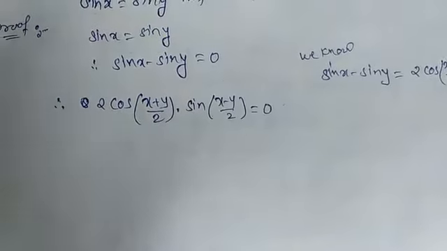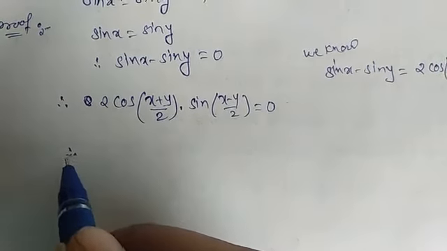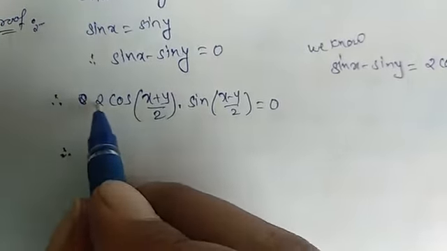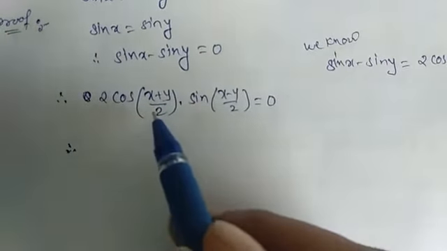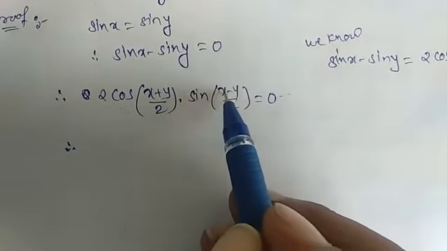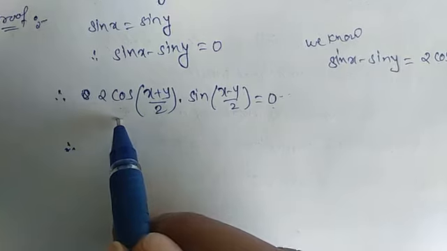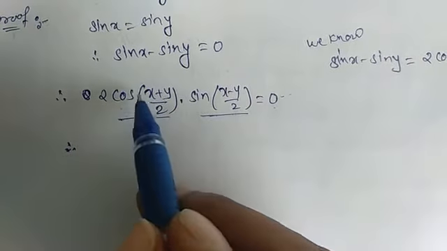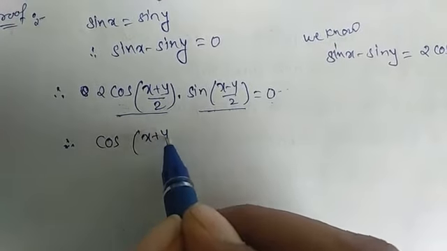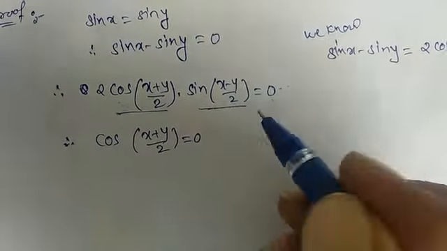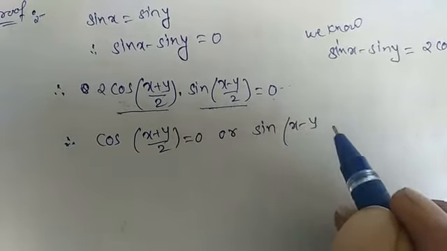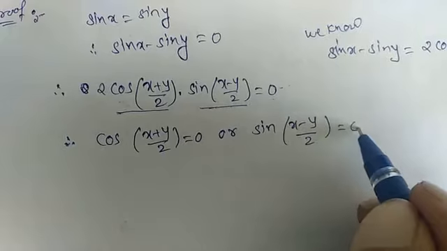Okay, so which implies that, or which gives, here you can write this term. So here 2 is not equal to 0. So it only remains to check whether cos of (x plus y) upon 2 is equal to 0 and sine of (x minus y) upon 2 is equal to 0. Okay, so we have these two relations. So from this equation you can write cos of (x plus y) upon 2 equal to 0, or sine of (x minus y) upon 2 equal to 0.